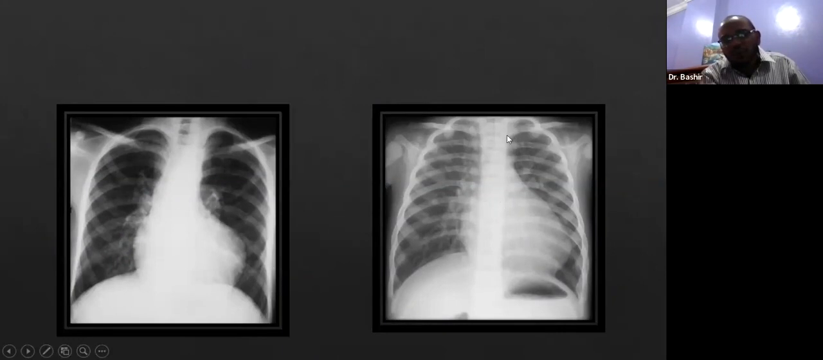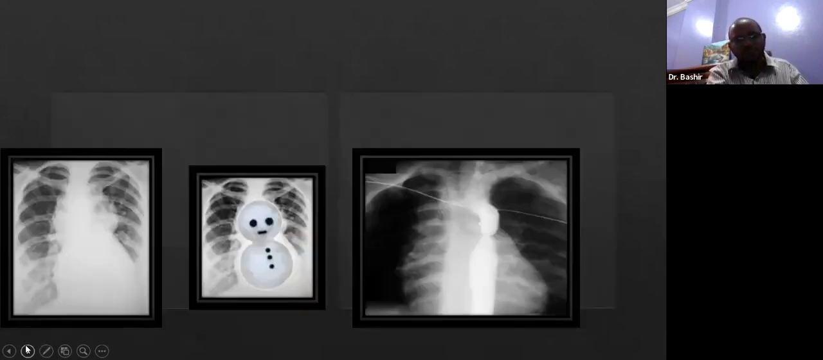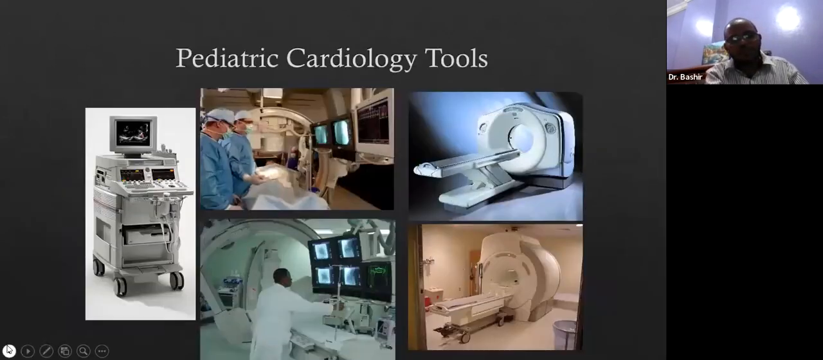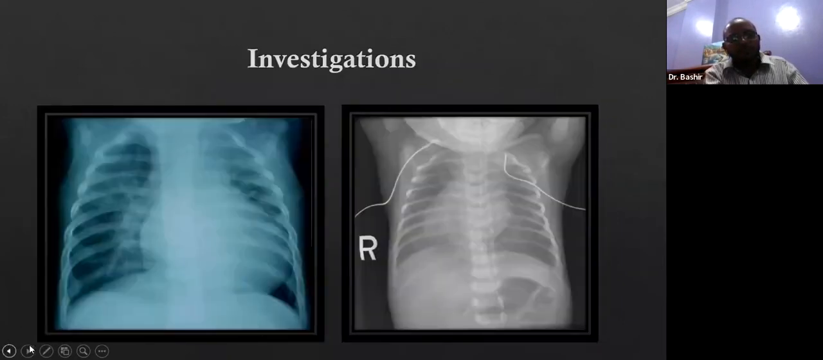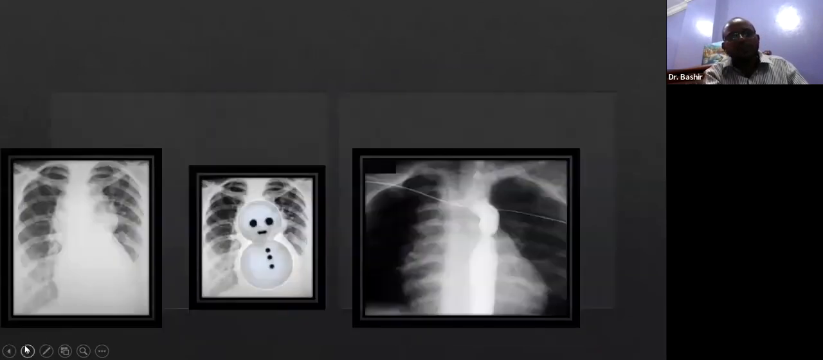This one also there is narrow mediastinum, and the heart looks like an egg on a string. This one is common in DTGA. Dr. Hussein, inshallah, will show you. This one is a snowman, like a snowman in TAPVD, also in the cyanotic congenital heart disease.